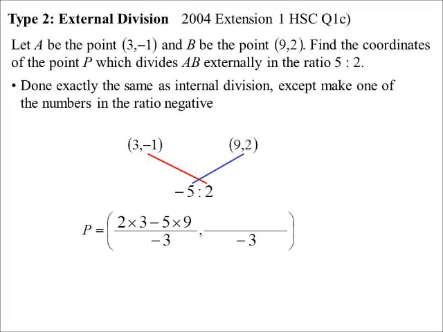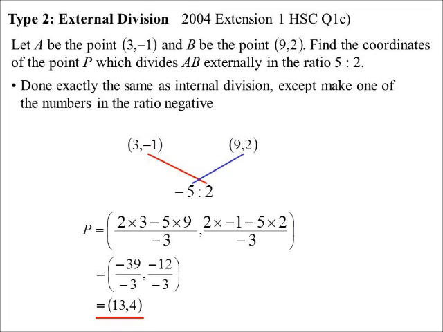Write down the x values, but multiply along the cross. So 3 times 2, minus 5 times 9. And the y value, 2 times negative 1, and minus 5 times 2. And we get our point. Eventually, there is 13, 4. So that's how you do an external one. Exactly the same. Just make one of the numbers in the ratio negative.